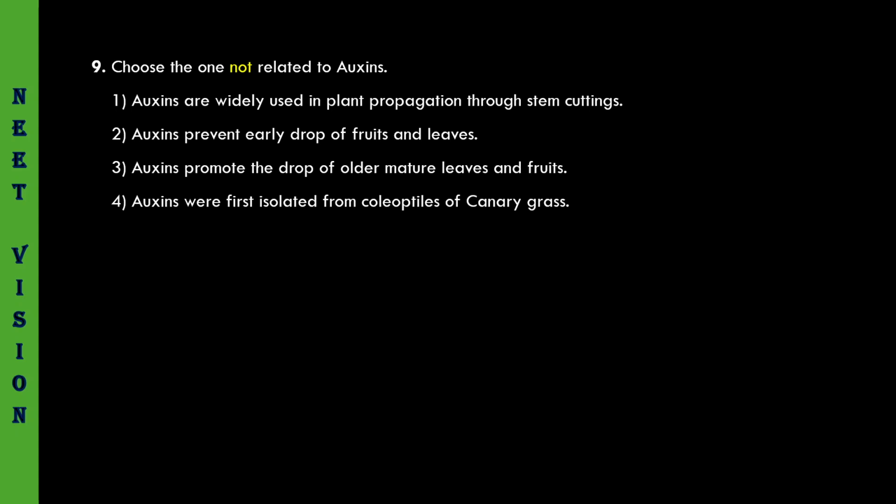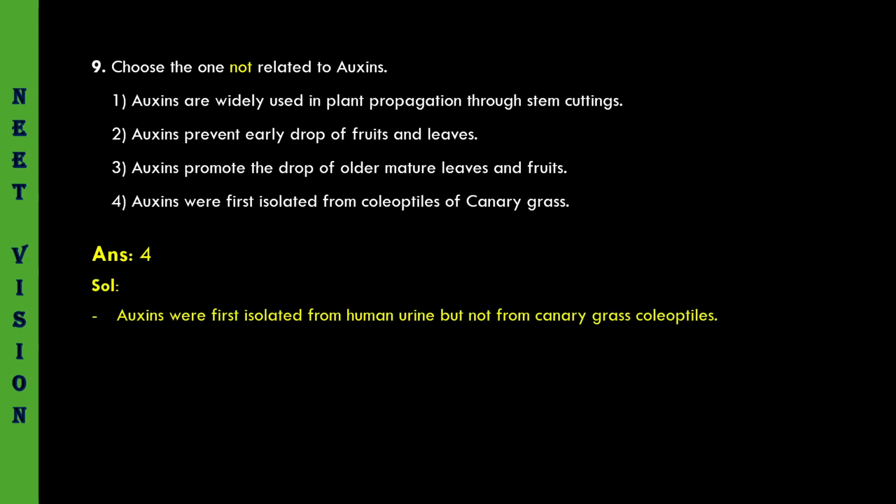Auxins were first isolated from coleoptiles of canary grass. No. Auxins were first isolated from human urine. Went isolated auxins from coleoptiles of oat seedlings. So the fourth option must be the correct one, not related to auxin. The fourth one is given: auxins were first isolated from human urine, but not from canary grass coleoptiles.